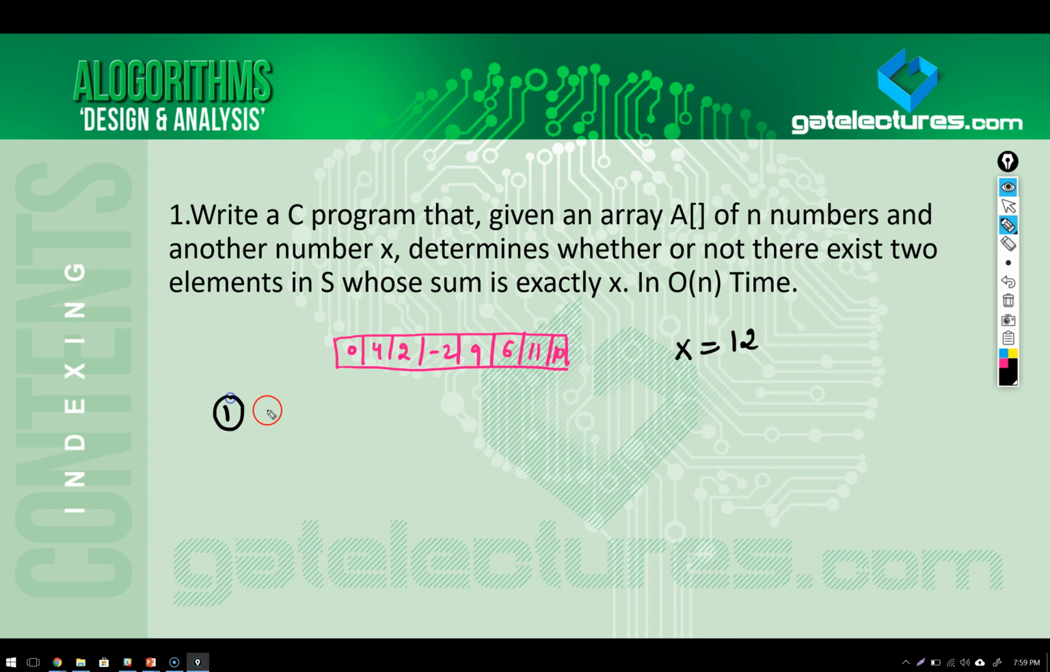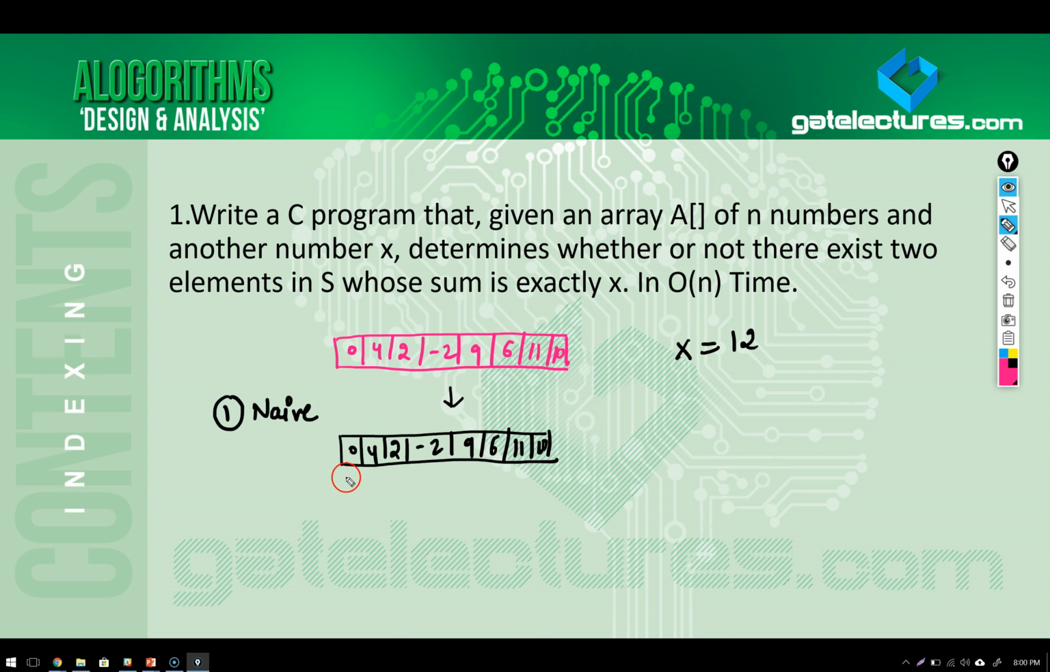So the first solution, we may call it the naive approach. Any person who has just started programming is going to try that approach, because it is one of the easiest algorithms that can exist. So what can be that particular naive algorithm? Assume that we have this array. Let me draw this again here for simplicity. The numbers are 0, 4, 2, -2, 9, 6, 11 and 10. These are the elements that are present inside this array.